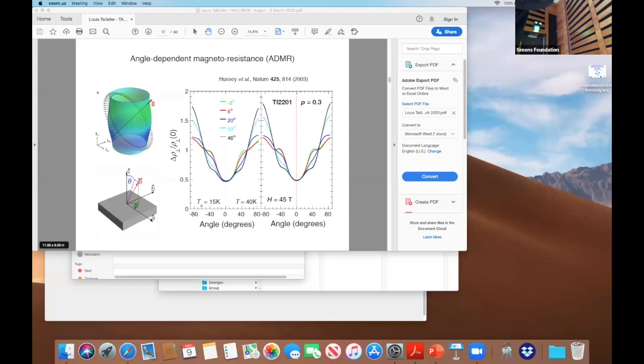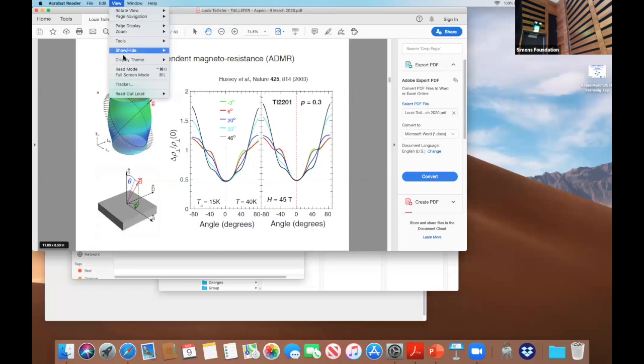So the ADMR, I won't go into great descriptions of what it is, but basically you measure the resistance along the C-axis in a field that you tilt in two different angles. As you tilt the field, you basically generate orbits around the Fermi surface, and those orbits give you orbital magnetoresistance, which will depend on the average velocity around that particular orbit. So in the end, you're basically mapping out the topology of your Fermi surface.